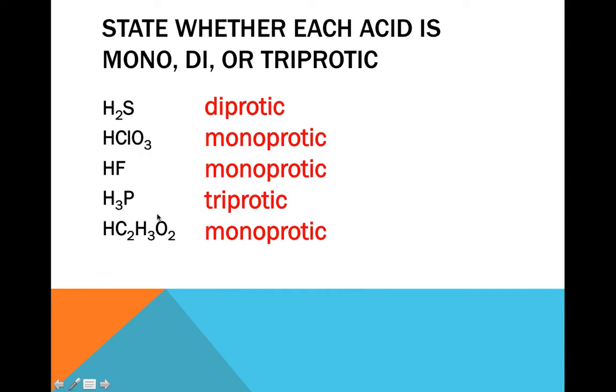Don't be confused that there is an H3 here. Remember, acetate, C2H3O2, is going to stay together and it will not break up. So that does not count as a hydrogen ion because it will stay all together. It will only give away one hydrogen ion, so it's monoprotic.